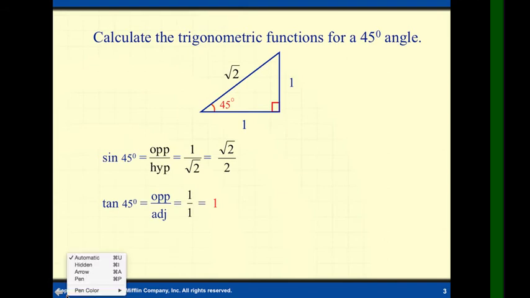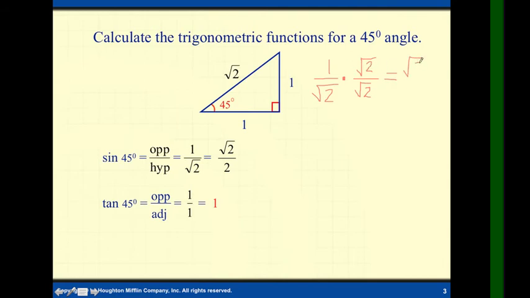Pag conjugation kasi, halimbawa, yan, that's 1 over square root of 2 at bawal tayong may square root sa denominator. So, ang gagawin natin is we will use conjugation. So, we will use the denominator to multiply in both parts of the ratio. So, we have 1 times square root of 2 is the square root of 2 over square root of 2 times square root of 2. And actually, that is 2 times 2 is 4. So, we have square root of 4 is 2.